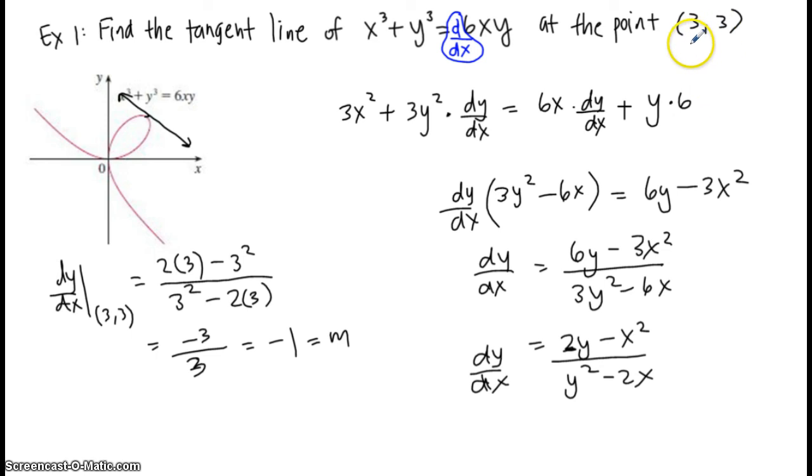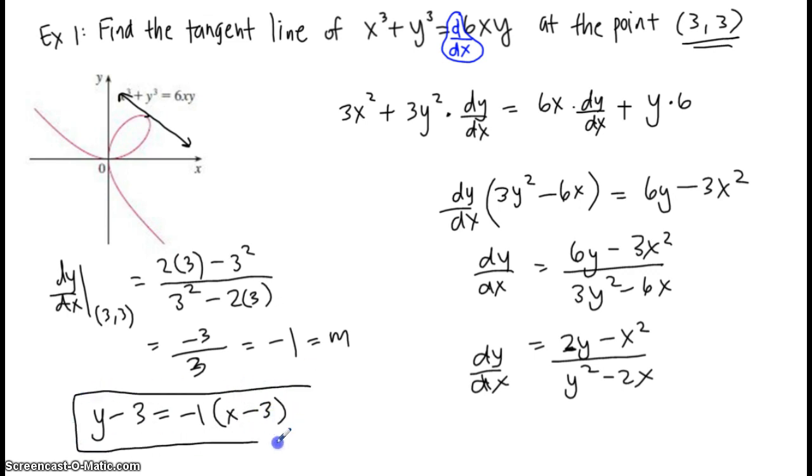Of course, I'm going to use my point. So y minus y1 is equal to the slope times x minus x1. And this would become the final tangent line of this curve at the point (3, 3).